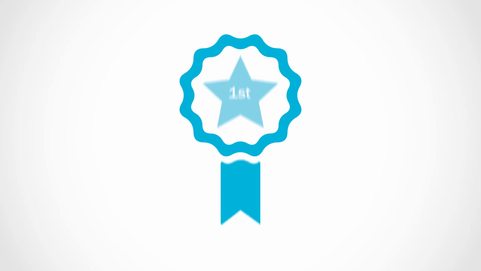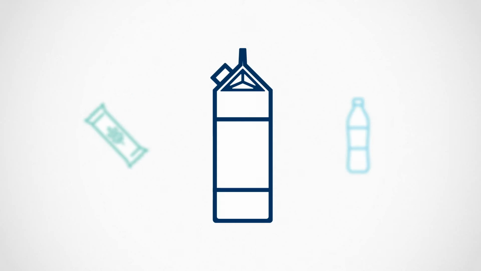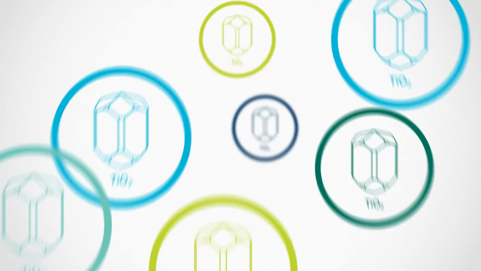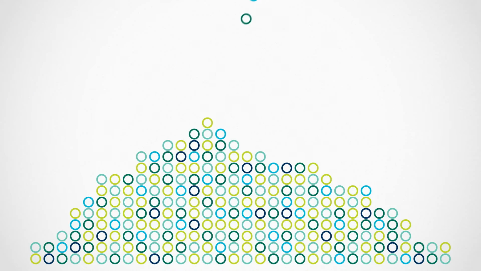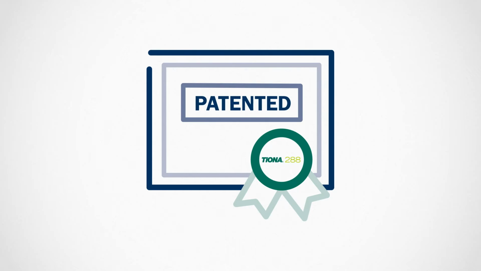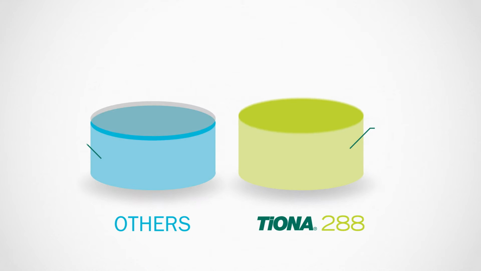TiONA 288 brings new levels of efficiency to high-performance production. A blue-tone rutile titanium dioxide pigment that's manufactured by the advanced chloride process and uses patented innovative technology, TiONA 288 is the ultimate solution for higher loaded master batch.